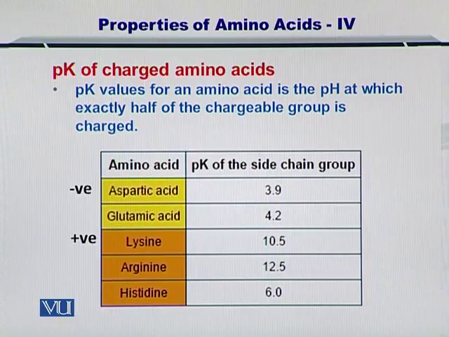So the negatively charged amino acids, that is aspartic acid and glutamic acid, have pK values of 3.9 and 4.2, while for the positively charged amino acids lysine, arginine and histidine, the pK values for the side chain are 10.5, 12.5 and 6. So this is a very important concept because it helps you to determine the charge on an amino acid at any given pH.